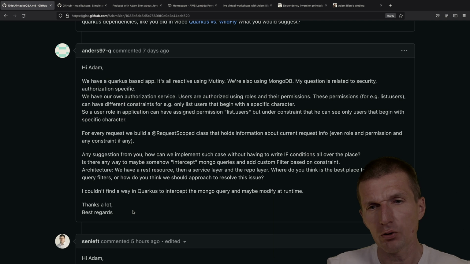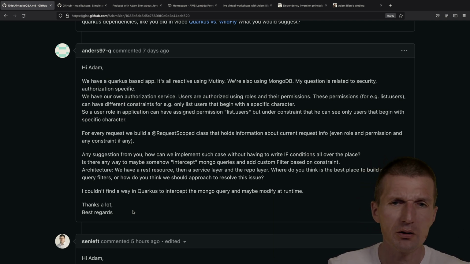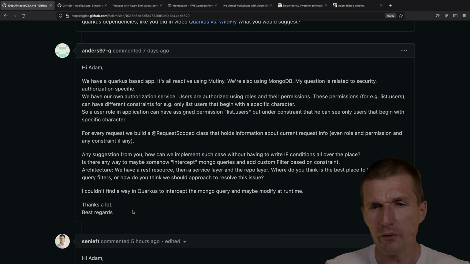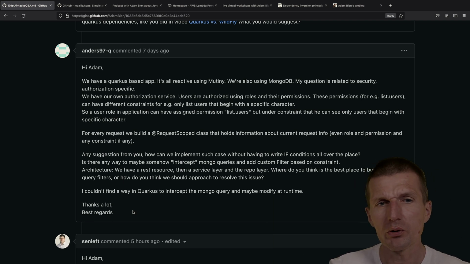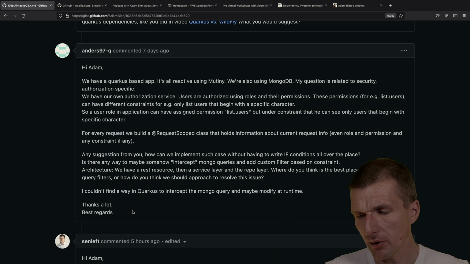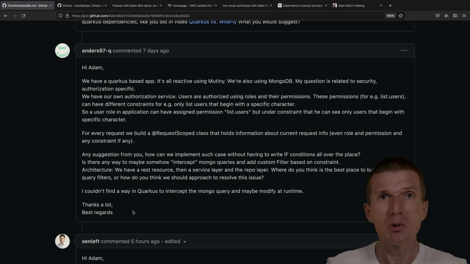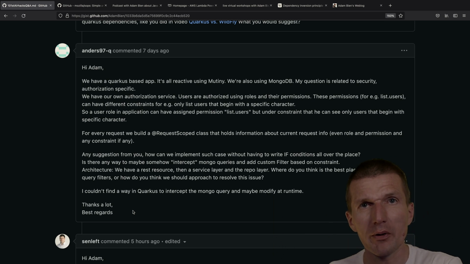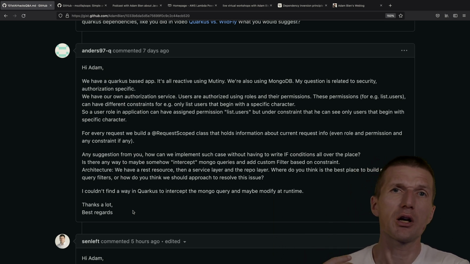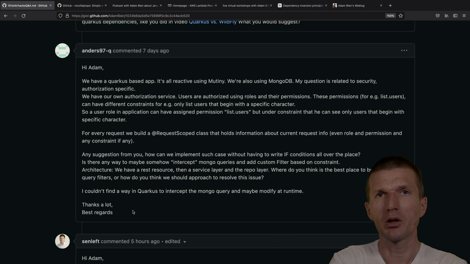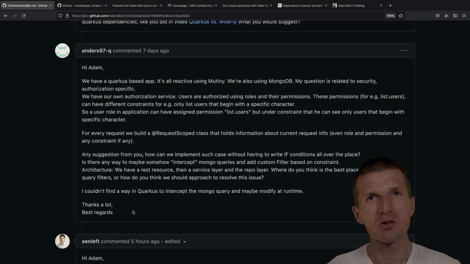Otherwise, you have to write if conditions all over the place. It is surely possible. MongoDB is problematic. There are lots of drivers, so it really depends on the driver. But what always works is request scoped. What request scoped actually means is that usually there is a kind of a thread and you're storing the data in thread local. This would be what happens behind the scenes usually.